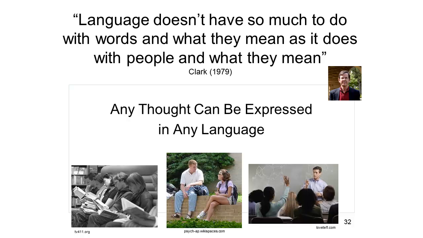Across cultures, languages are more alike than they are different, and so are human patterns of thinking.